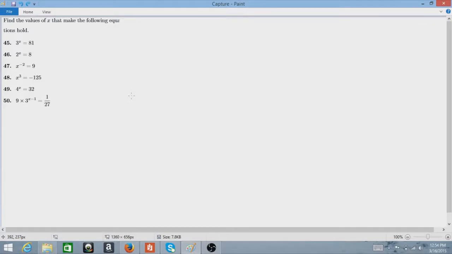I'm going to explain indices. I'm going to show you a few examples. For the first question, it says find the values of x that make the following equations whole.